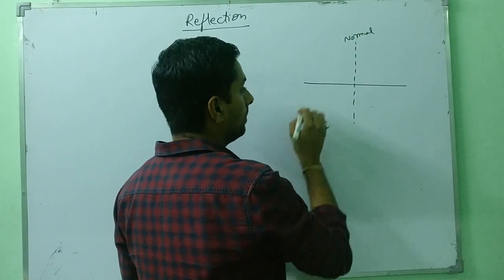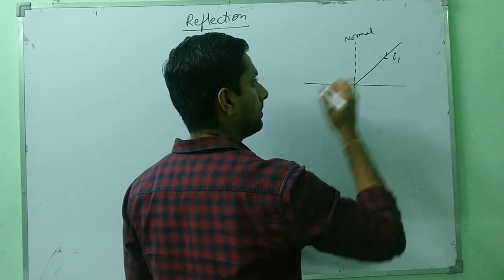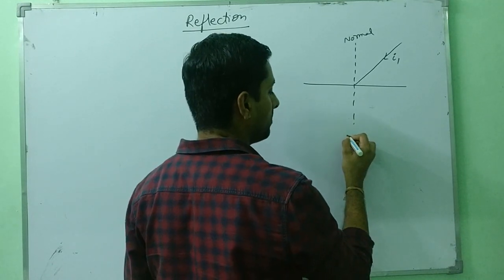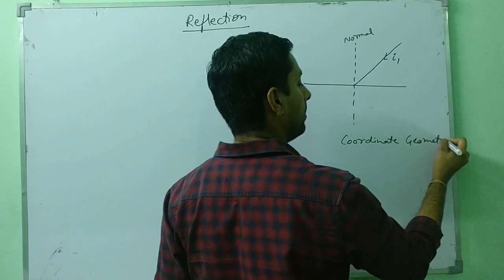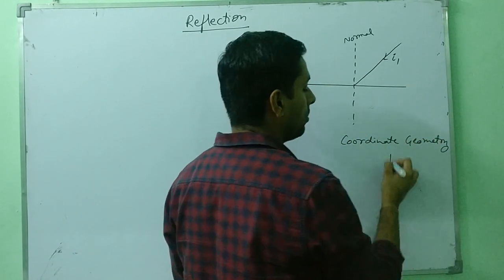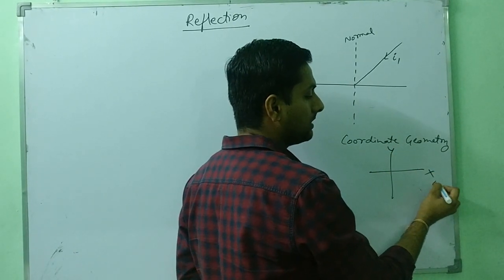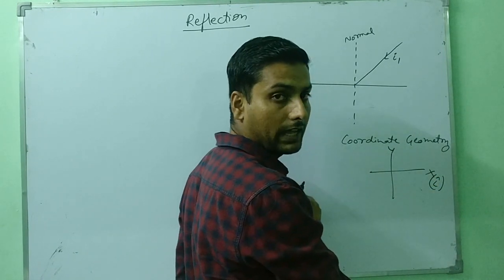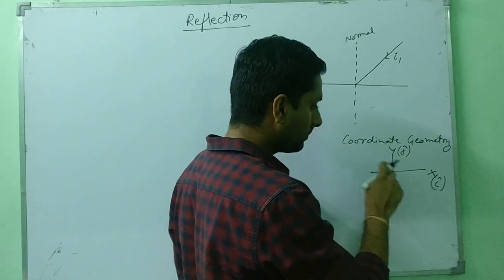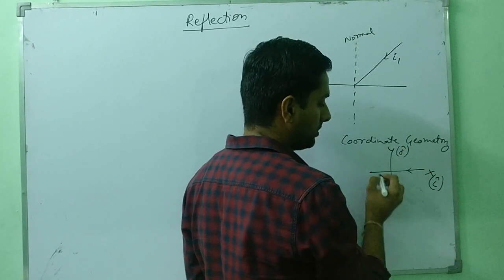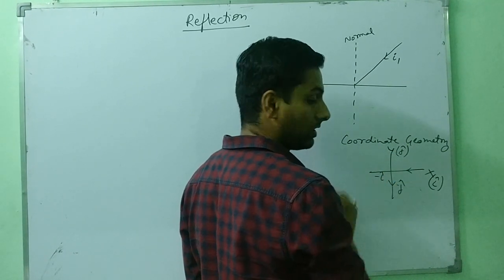Now, this is one surface and this is an incident ray, termed I1. We will talk about some coordinate geometry. When we say coordinate geometry, we are talking about the x and y axes. If we are traveling along the x-axis, the unit vector is i cap, and in the direction of the y-axis it is j cap. When we travel in this direction, it is minus i, and in this direction, it is minus j.